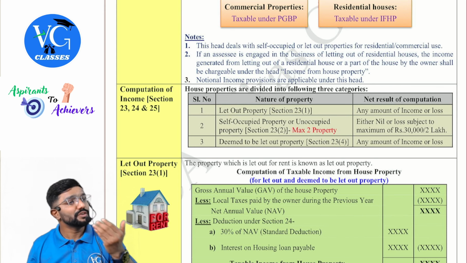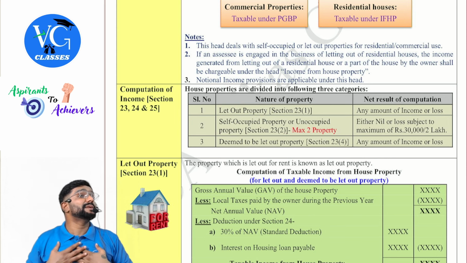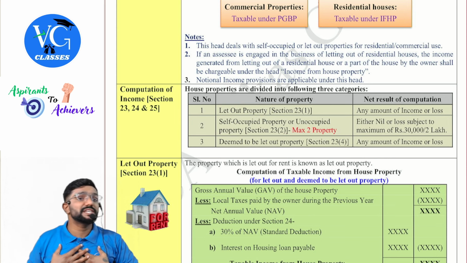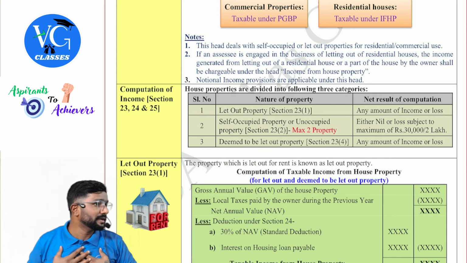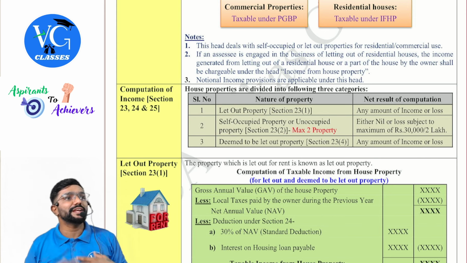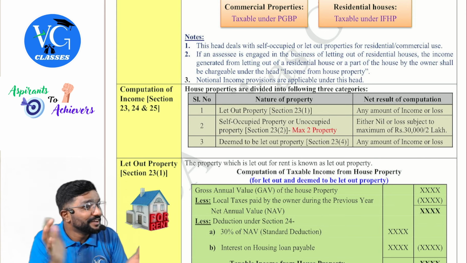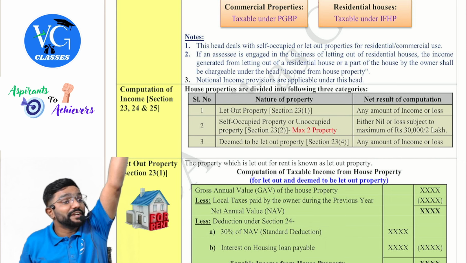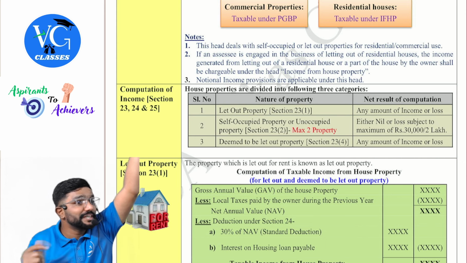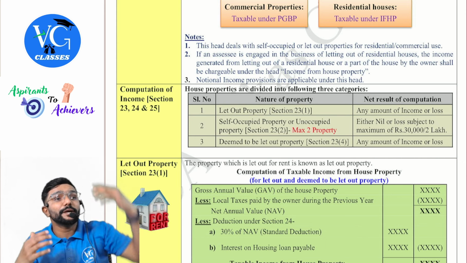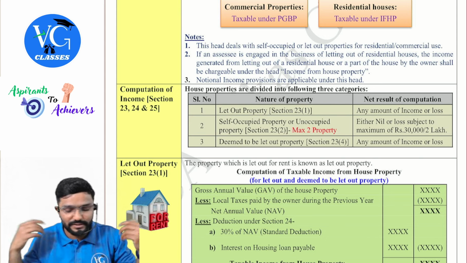Even notional income provisions are covered. Means, sir, even though there is no income, still I might be liable to pay tax, especially in case of deemed to be let-out property. Or even in case of let-out property, sir, my actual rent might be less, whereas municipal value or fair rent is more, sir. So expected rent is more than actual rent. Will I end up paying tax on the higher amount? Yes.